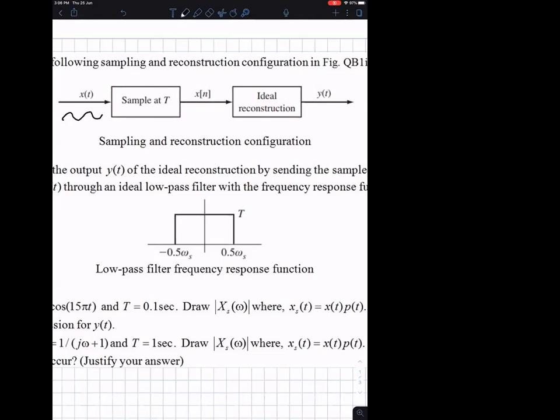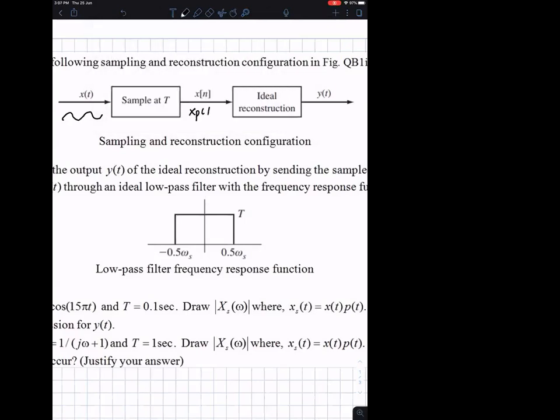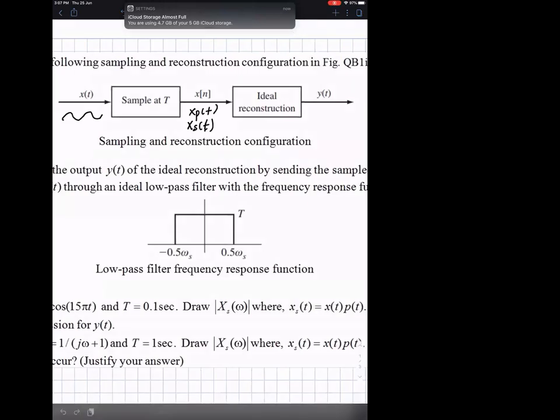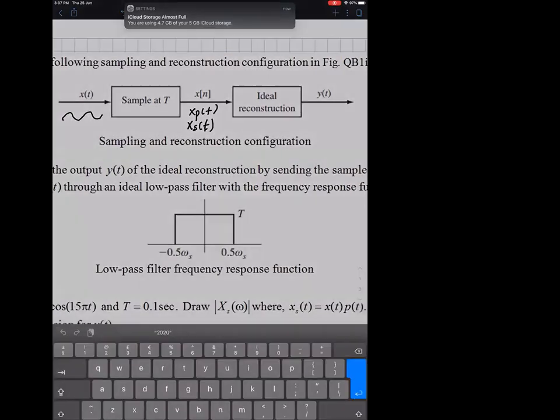The last time we also called this x_p(t), the sampled signal. Here I'm going to call this same thing x_s(t). After going through the sampling, you're going to get some sequence.